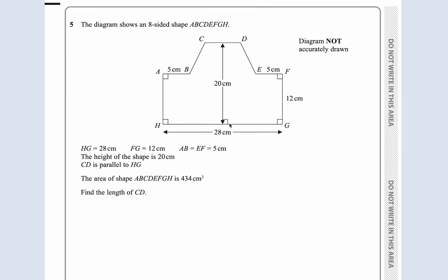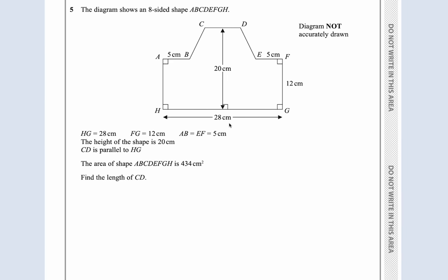Okay, that's question 4. And question 5. We have an 8-sided shape, A, B, C, D, F, G, H. Okay, these are given. CD is parallel to HG, fine. The area of the shape is this, find the length CD. Okay, we can split this up into different shapes, guys. I think the obvious thing to do, correct me, or you can tell me if this wasn't obvious, is just to join this here.